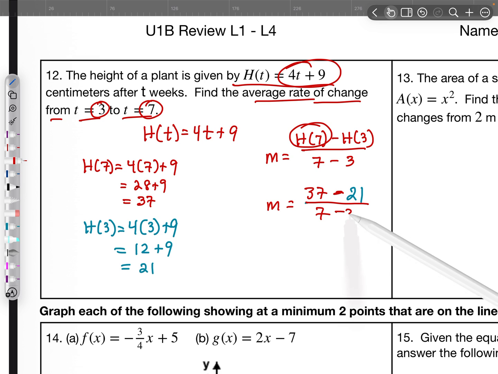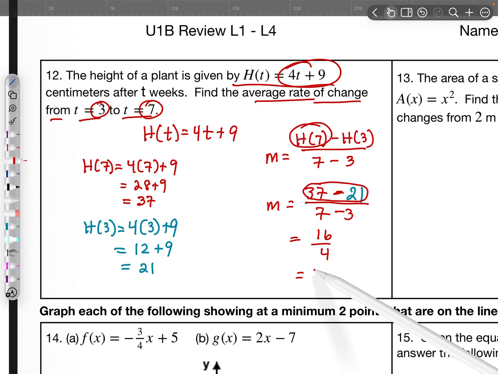This 7 minus 3, you could rewrite that as 4 at that point. So I do my subtraction. What is that? 16 over 4. 7 minus 3, that comes out to 4.